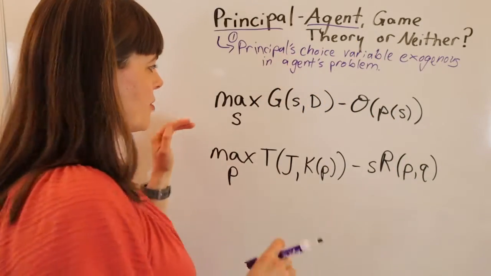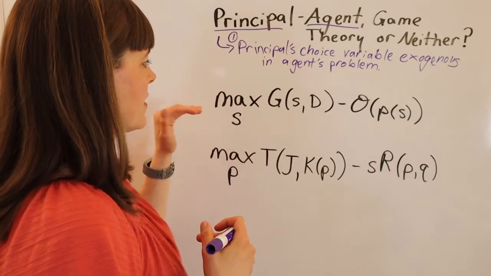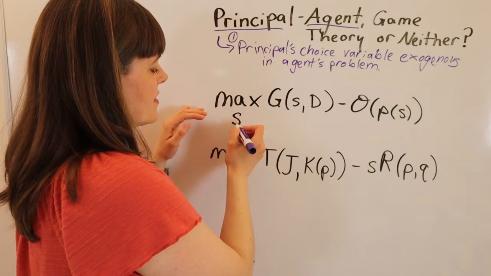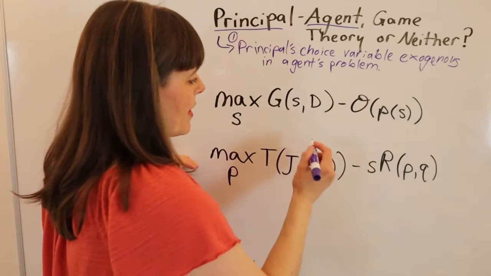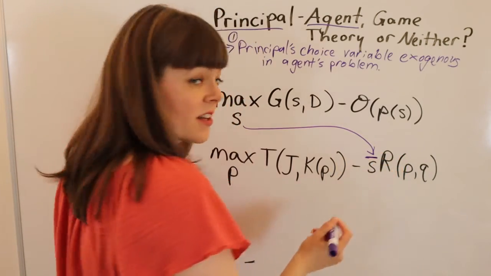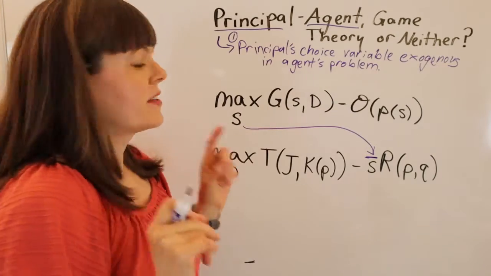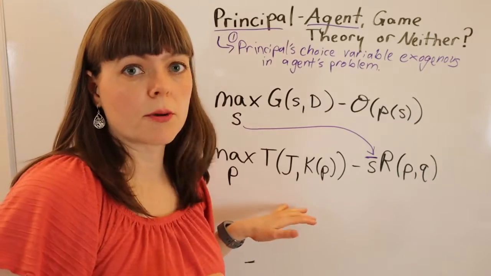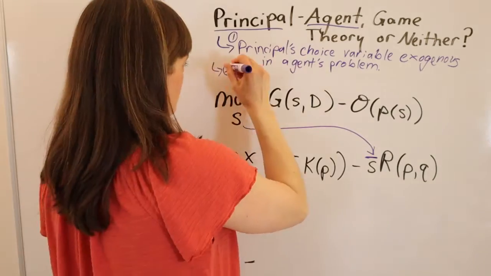Alright, so let's check these two models. We don't actually know which one is the principal and which one is the agent, but let's first test if this could be the principal. We have a choice variable s, and we see if that appears anywhere in the other party's problem, and it does actually. So the principal's choice variable is exogenous in the agent's problem, so it meets this criteria. The second criteria is that the solution to the agent's problem appears as part of the objective function for the principal.